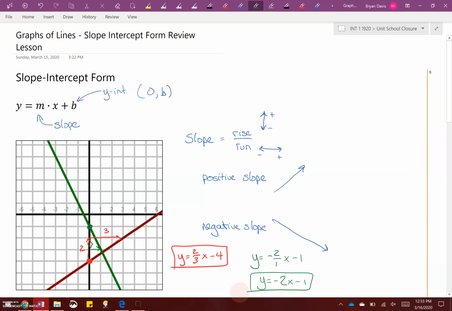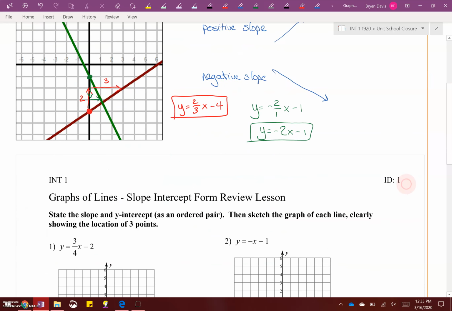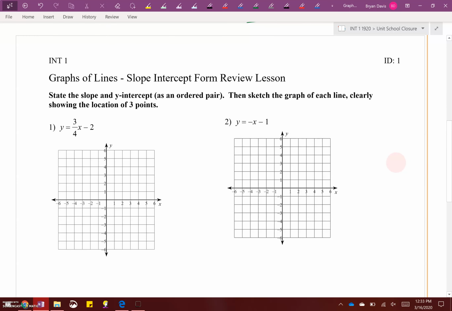We're going to actually go backwards, down below, where we go from the equation, state the slope, the y-intercept as an ordered pair, and graph the line showing at least 3 points. So let's see what that looks like. Notice again the instructions: state the slope and y-intercept. The y-intercept I want stated as an ordered pair. That's going to be of the form (0, b). Then I want you to sketch the graph of each line, clearly showing the location of 3 points.